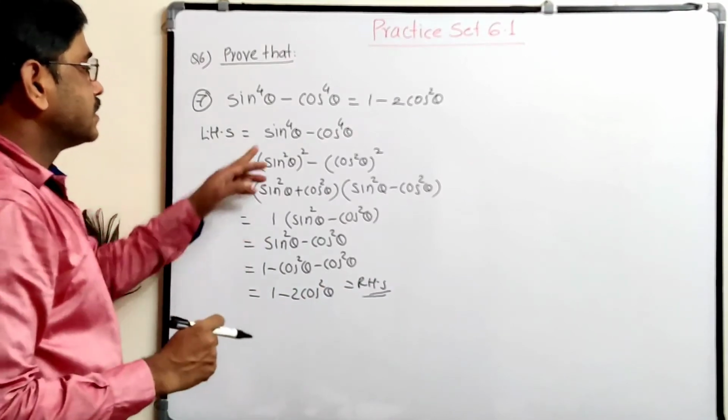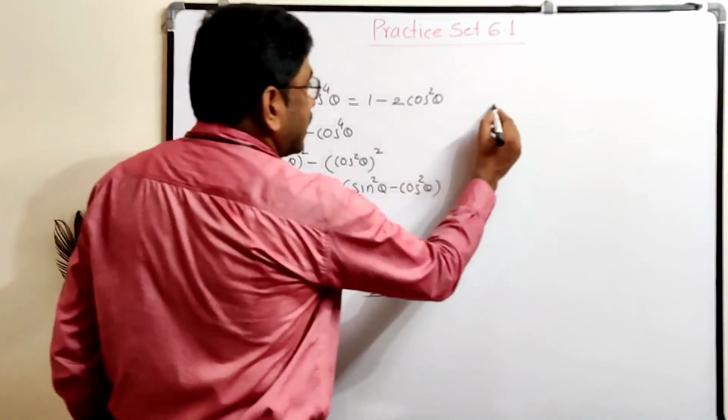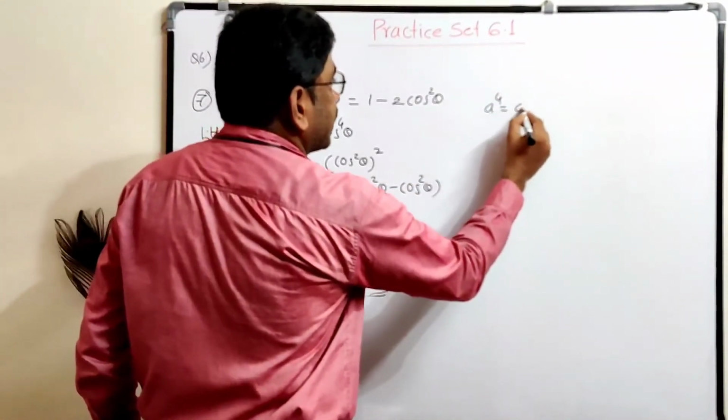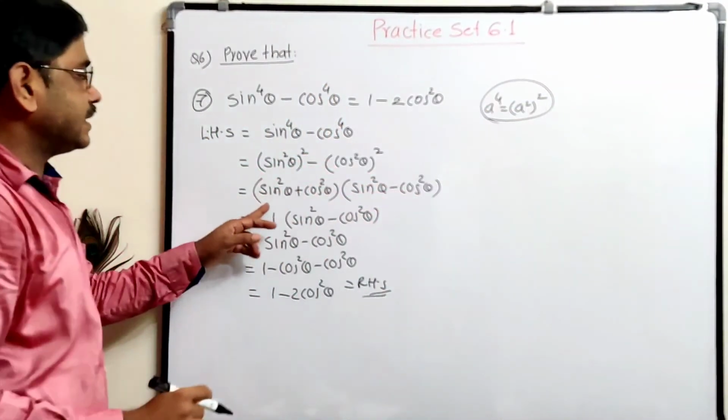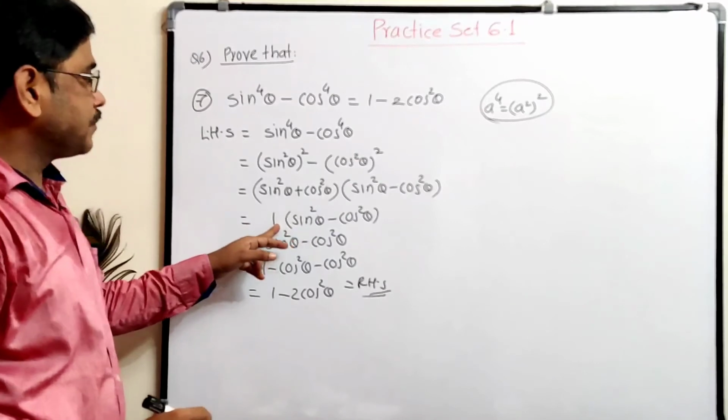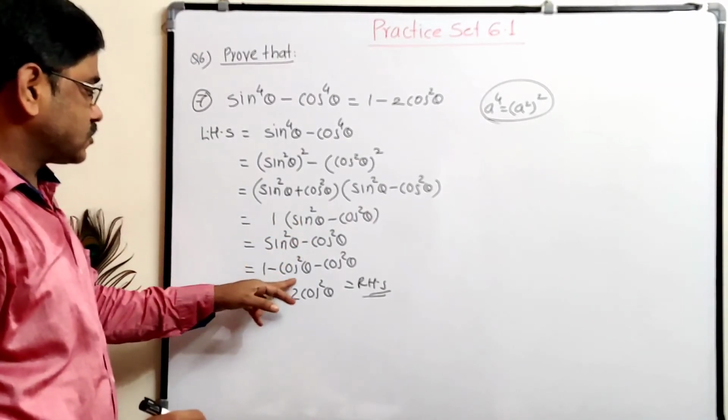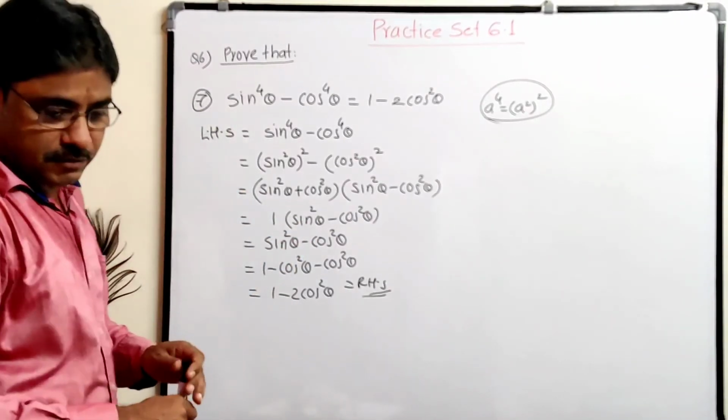So in this way, a raised to 4 we can write as a square bracket square. This concept we used. And the identity sin square theta plus cos square theta is 1 and sin square theta is 1 minus cos square theta. Then we get our answer.